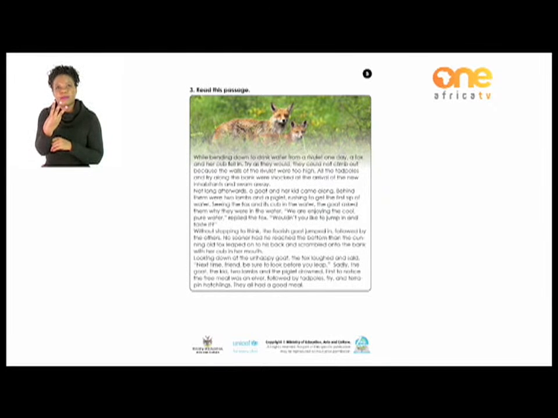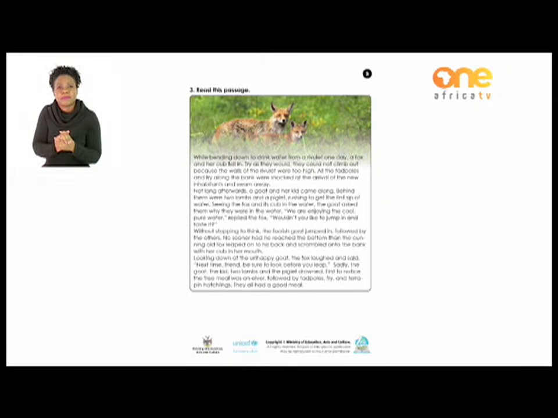Activity 3, it says, read this passage. And obviously, at the end of the passage, there are some questions to be answered. Now, let me read for you the passage first. While bending down to drink water from a rivulet one day, a fox and a cub fell in. Try as they would, they could not climb out because the walls of the rivulet were too high. All the tadpoles and fry along the bank were shocked at the arrival of the new inhabitants and swam away. Not long afterwards, a goat and her kid came along. Behind them were 2 lambs and a piglet, rushing to get the first sip of water.